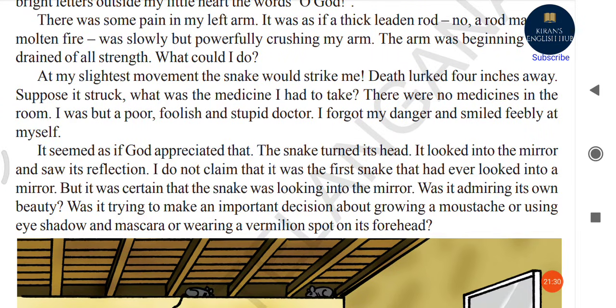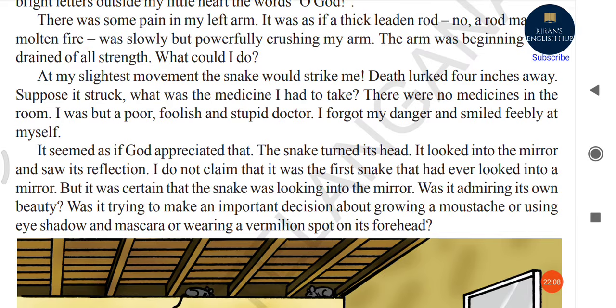The snake turned its head. It looked into the mirror and saw its reflection. I do not claim that it was the first snake that had ever looked into a mirror. So when he was doing like this, he thought that God appreciated him because there was something. Why? What was that? The snake turned its head. Okay, till then the snake was facing him. Now it turned its head completely back. So when it turned back, obviously the snake will be looking into the mirror.